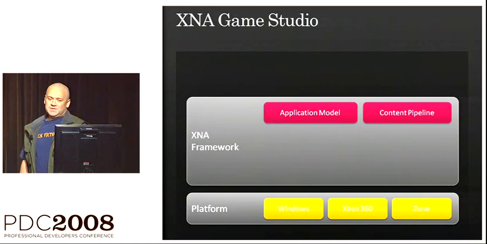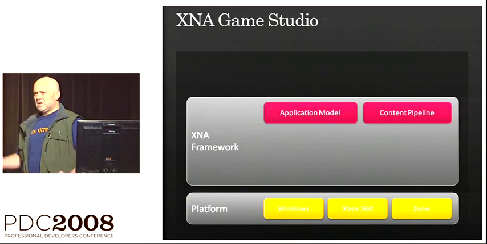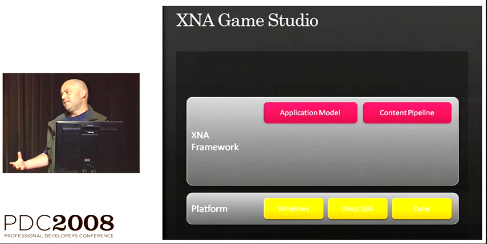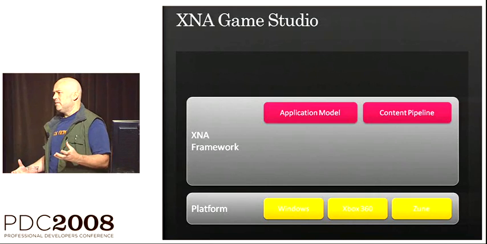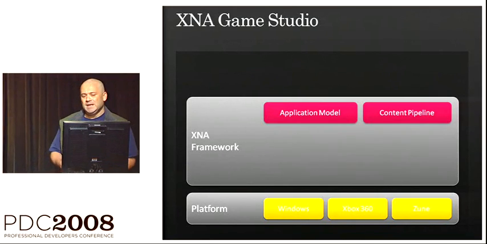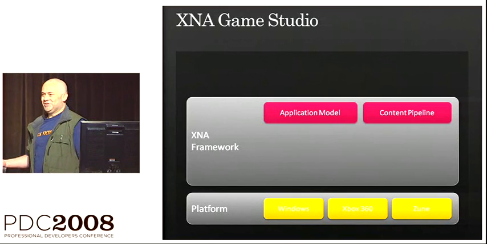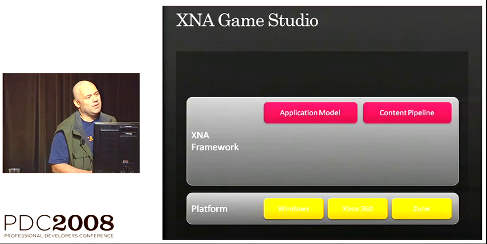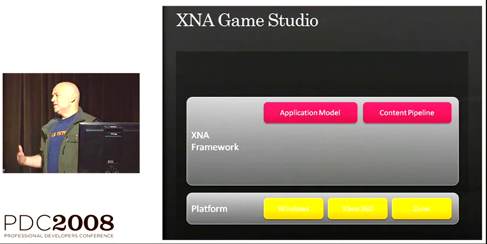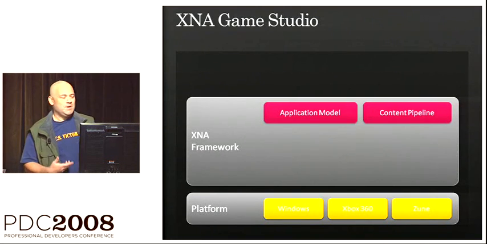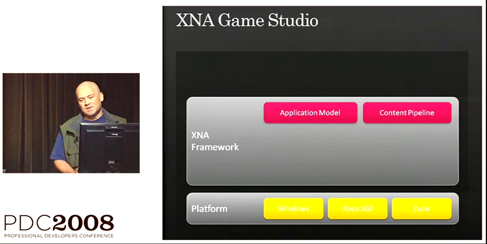The XNA framework consists of two high-level pieces, the application model and the content pipeline. The application model is basically to abstract away all the things that the game developer doesn't have to worry about. And that's things like creating the device on Windows or the Xbox 360 or even the Zune. It's things like pumping Windows messages through the application so that everything works correctly. We take care of that for you. It's things like being able to load content very effectively, textures, shaders, those kinds of things, very easily with single commands. Being able to draw with very simple commands. Being able to run audio with very simple commands.